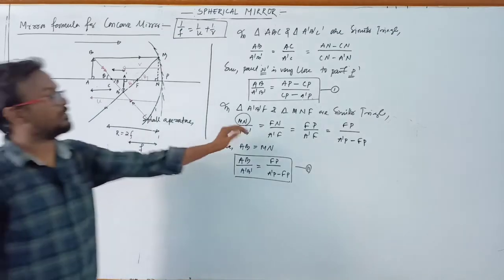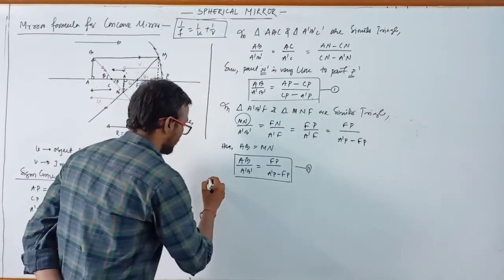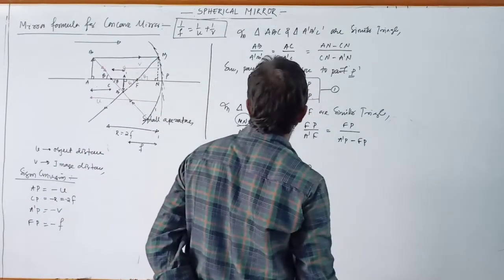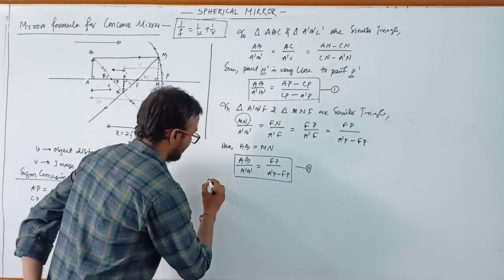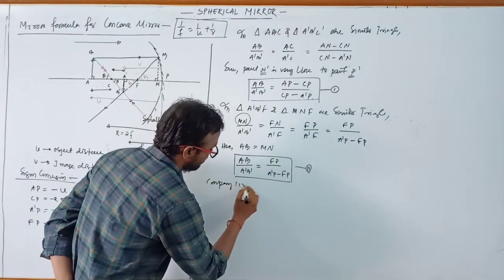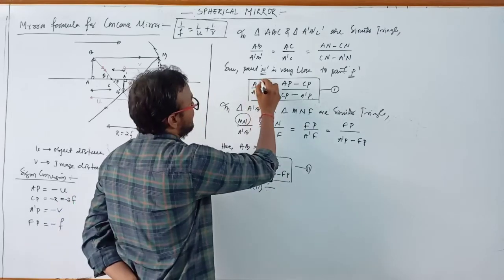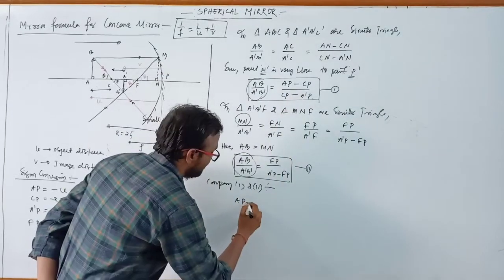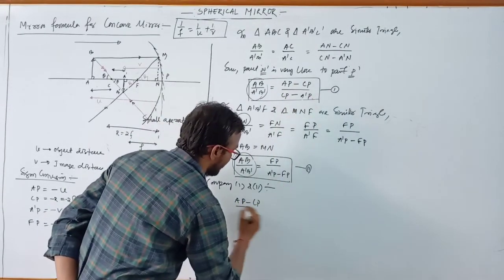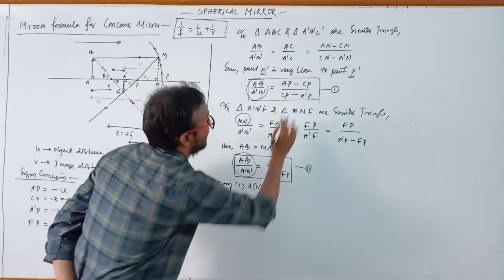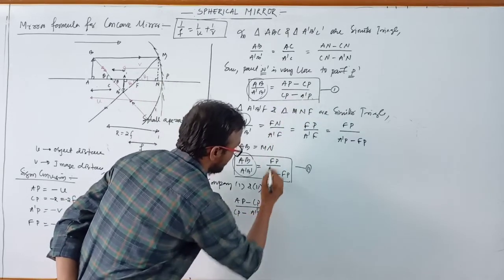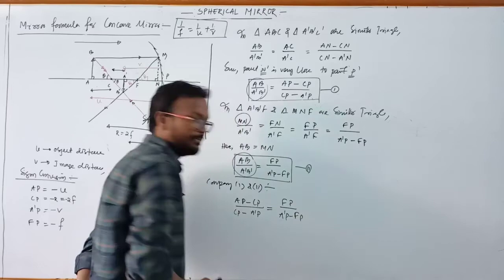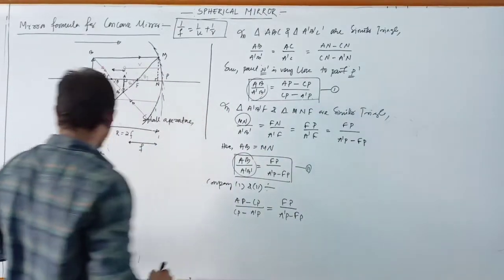If we use this concept and compare equation 1 and equation 2, the left-hand side is equal, so the right-hand side must be equal. That is, AP minus CP divided by CP minus A'P is equal to FP divided by A'P minus FP. Clear?